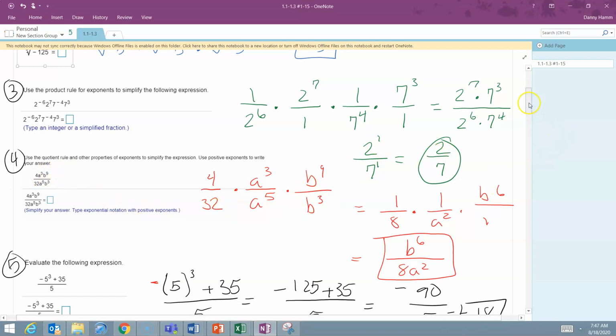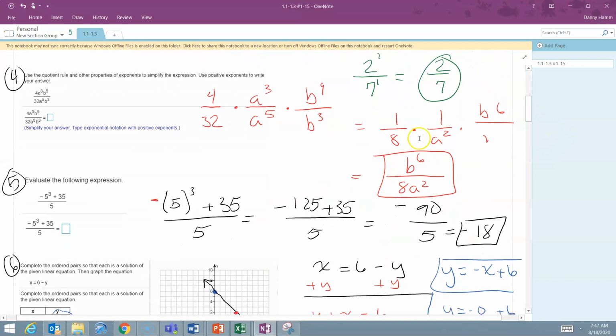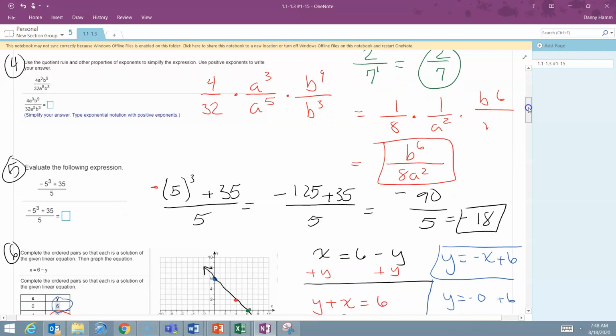Here in 4, we're doing the same thing, except not only with numbers, we're also using variables. So we have the same base here, meaning I can simply subtract those and get 2. Since this is larger on the bottom, it stays on the bottom. I can reduce 4 over 32: 4 goes into 4 once, and 4 goes into 32 8 times. And I subtract 9 and 3, giving me 6. And that stays on top. So this is our final solution.